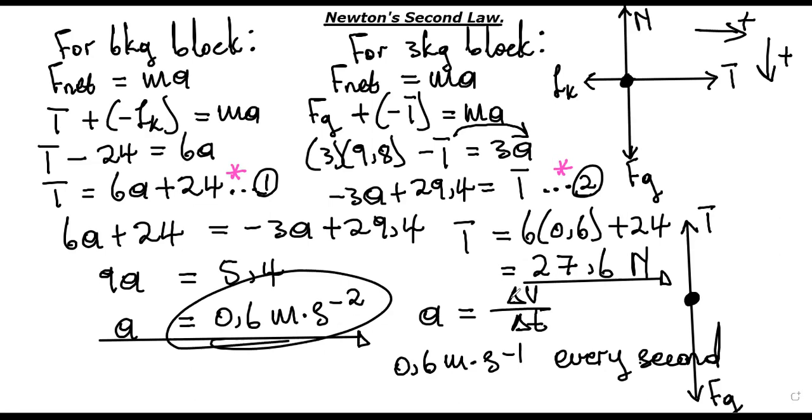That's the meaning of 0.6 meters per second squared. So the velocity changes by 0.6 meters per second every second. And then your happiness is complete.